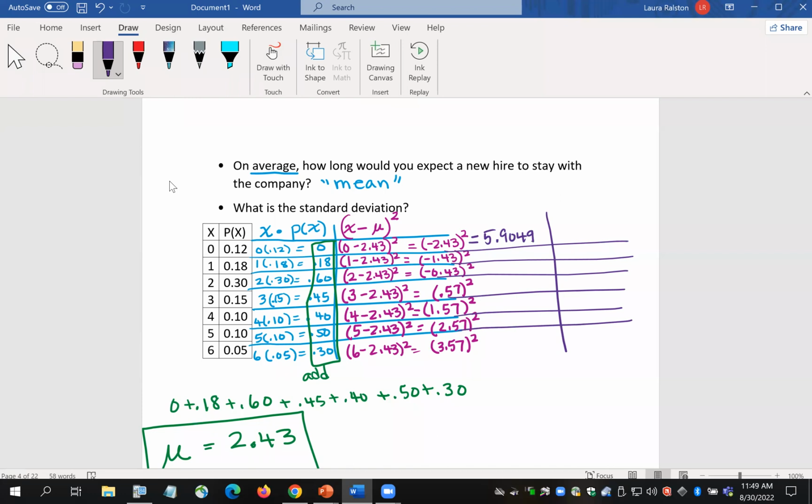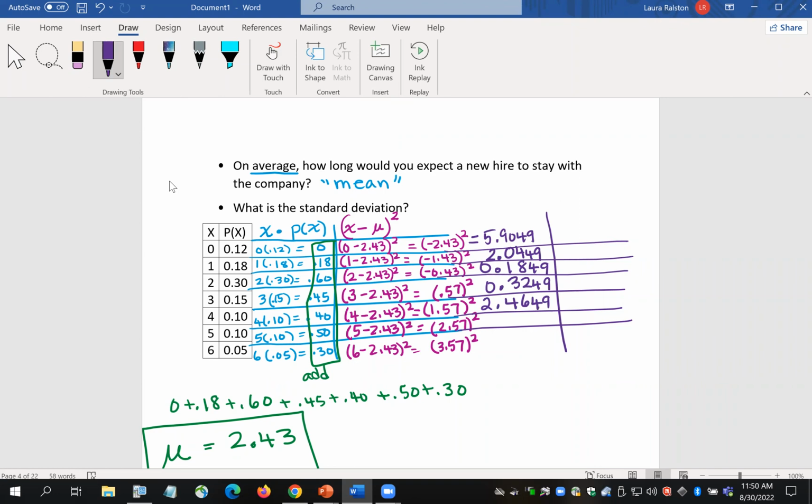Okay. And then we do negative 1.43 squared. You should have gotten 2.0449. 0.43 squared, 0.1849. 0.57 squared is 0.3249. 1.57 squared is 2.4649.